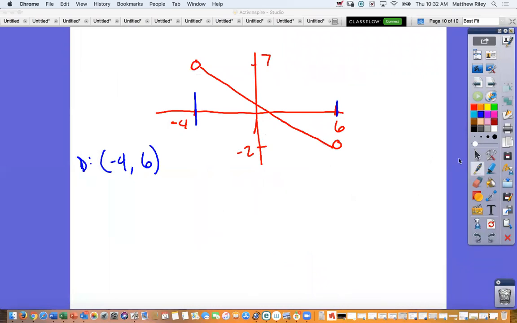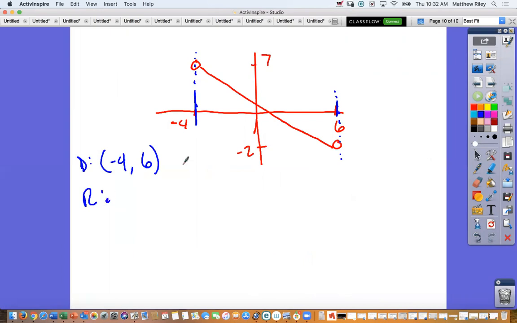So your domain, you always want to think about this as from left to right. So my smallest value here is at -4. It's continuous. There's no breaks. And my biggest value is 6. So all I need is from -4 to 6 with parentheses. Now my range, remember your range is from your smallest value to your highest value. So my smallest value is -2 and it's open. My highest value is +7 and it's open. Any questions?